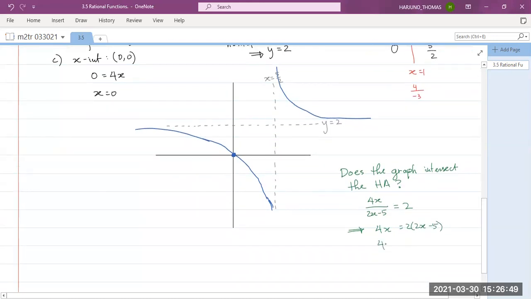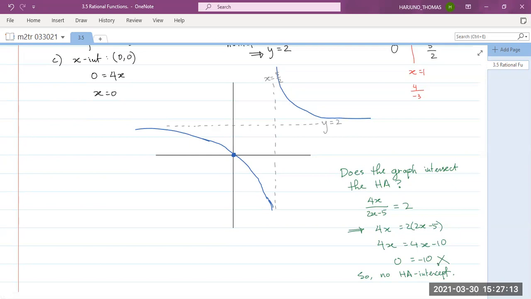So we get 4x equals 4x minus 10. So 0 equals negative 10. That's a contradiction, right? So no horizontal asymptote intercept. The graph will not intersect the horizontal asymptote. Now from there, you will see that we can actually say the domain and the range of this function.